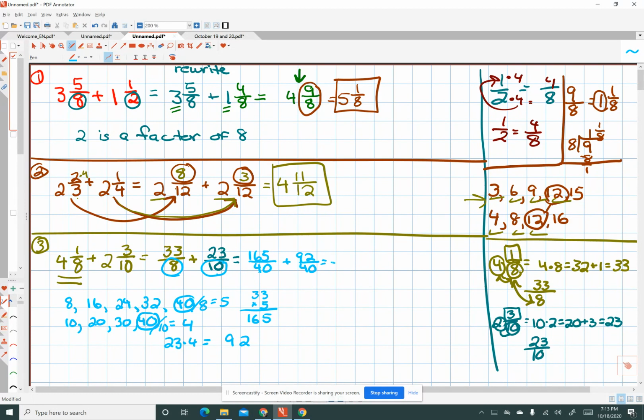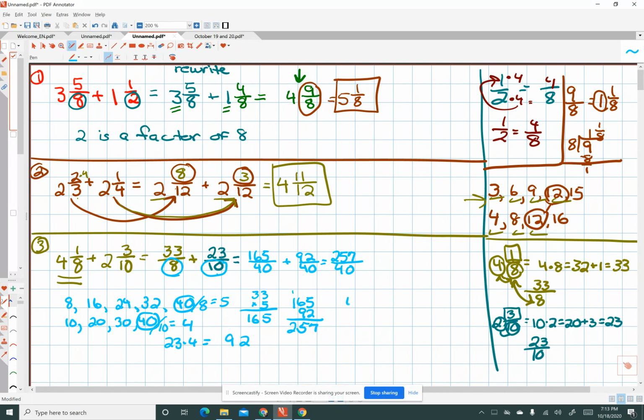Now, we keep the denominator and just add the numerator. So 165 plus 92 is 9 and 6 are 15, carry the 1, 257/40. And that is an improper fraction. We do not want to keep that. We need to make that into a mixed number.